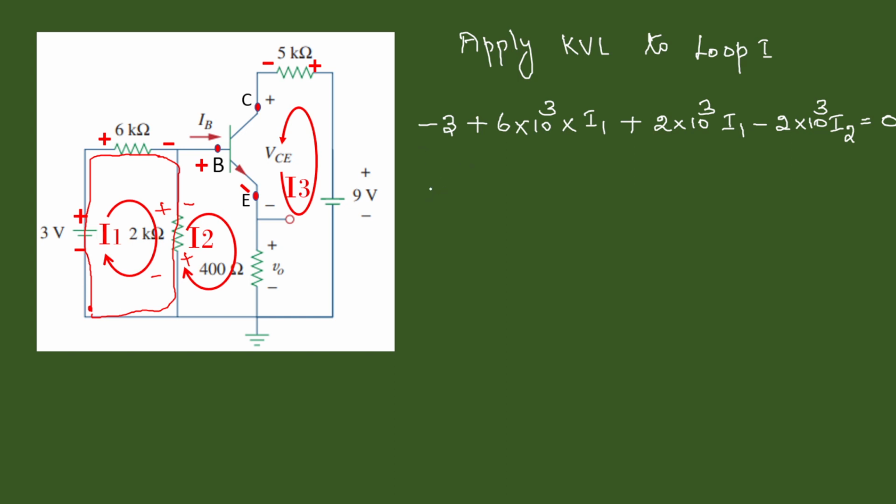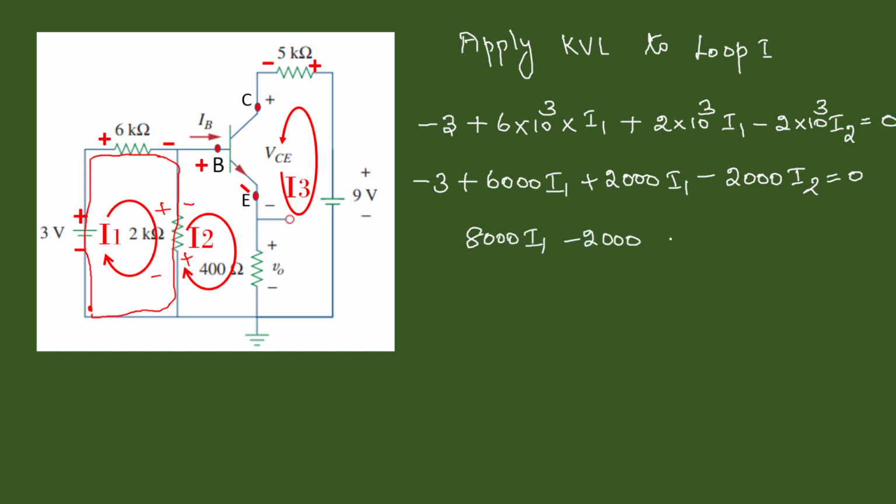So we'll try to simplify this. It is minus 3 plus 6000 I1 plus 2000 I1 minus 2000 I2, that is equal to 0. So we can write this as 8000 I1 minus 2000 I2, that is equal to plus 3. Okay, so this is our first equation.